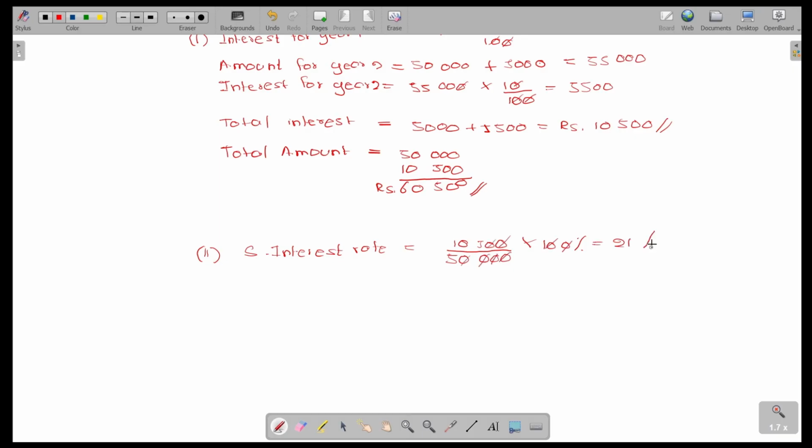21% as a simple interest rate. If in finance company simple interest take 21%, then we can find out the interest for 2 years.